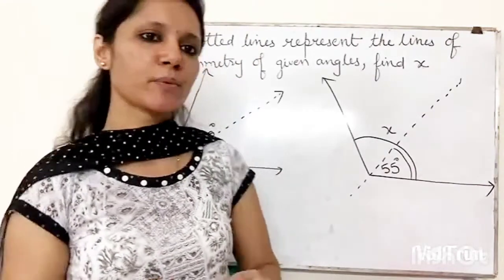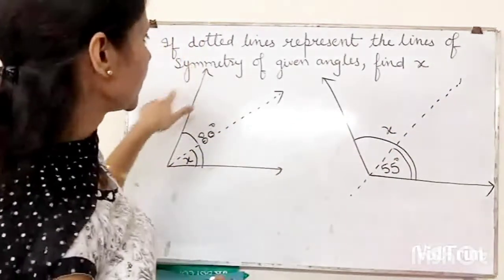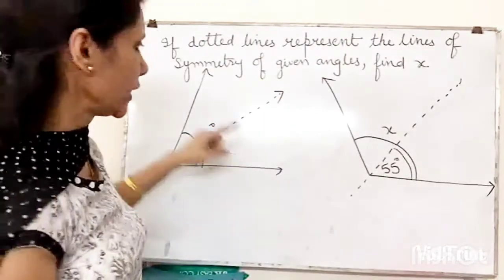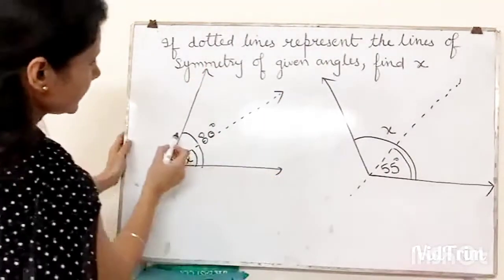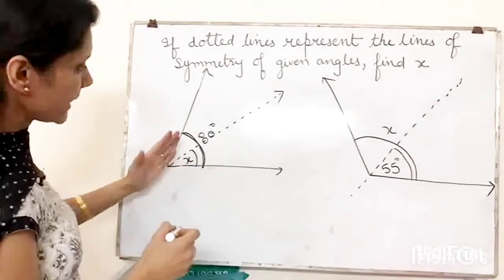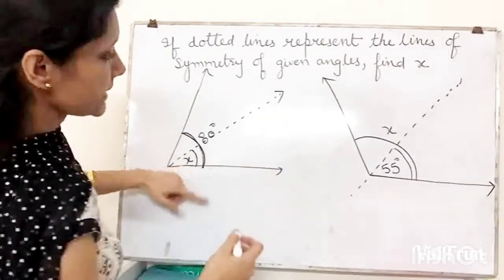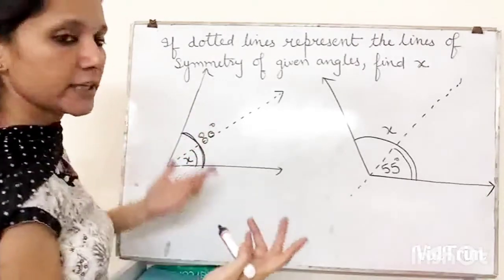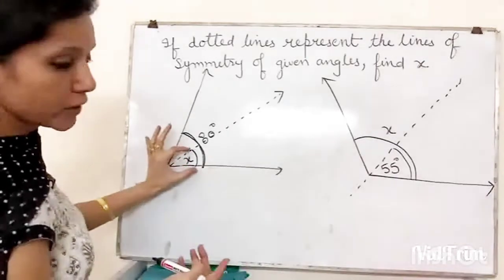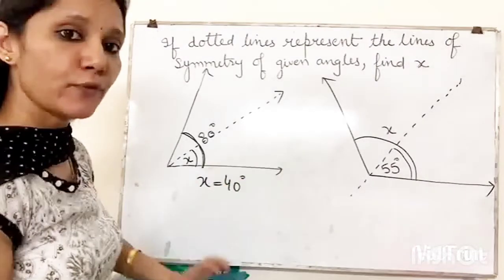Let's come to the next question. The question is, if this dotted line represents the line of symmetry of the given angles, find x. In this question, this dotted line is the line of symmetry of this angle, and this angle is 80 degree. So we have to find x. X lies on one side of the line of symmetry, and we know that a line of symmetry divides an angle into 2 equal angles. So what are the 2 equal angles of 80? 40 degree each. That means this x, this smaller angle would be 40 degree. So value of x would be 40 degree here.